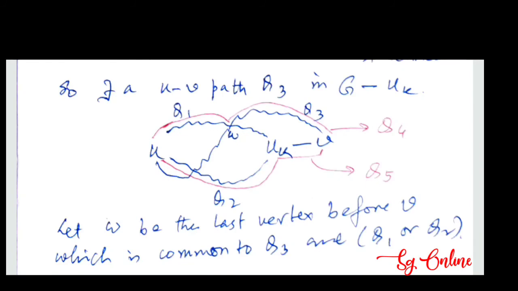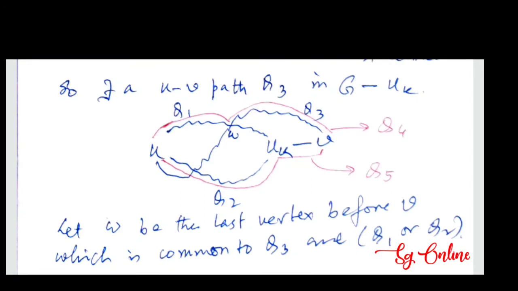building 2 other paths q4 and q5 in such a way that from U to W we are moving along Q1, W to V we are moving along Q3. So we are moving along U to W through Q1 and then W to V along Q3, and this path we call Q4. And another path we are constructing, that along Q2 we are moving U to UK and then we are considering the edge UKV. That path we are saying Q5.